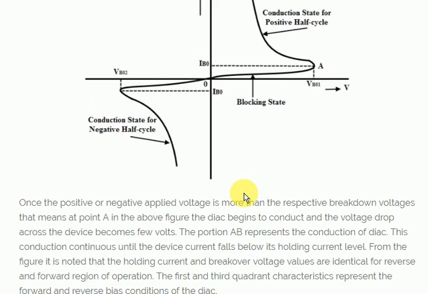Okay, simply, a diac is a switch which is used for making fast switches.